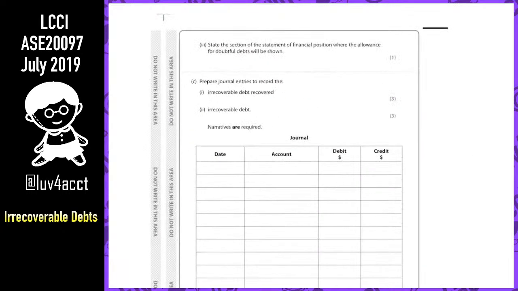So next, state the section of the statement of financial position where allowance for doubtful debt will be shown. Of course it will be in the current assets, as a reduction of your trade receivables. Next one, prepare the journal entries to record the irrecoverable debt recovered and the irrecoverable debt as well.